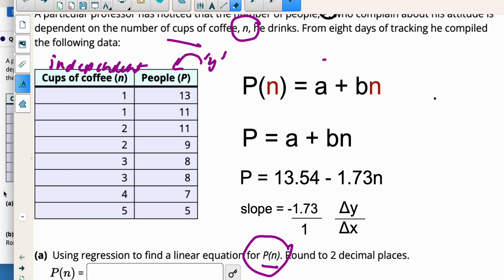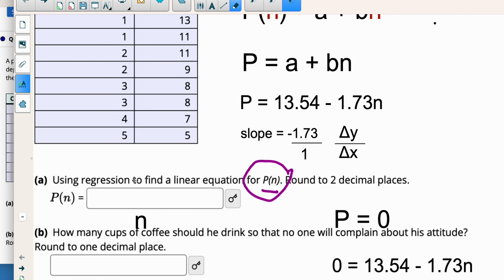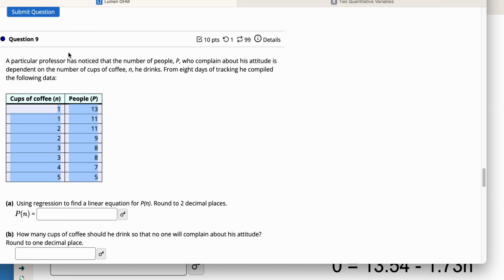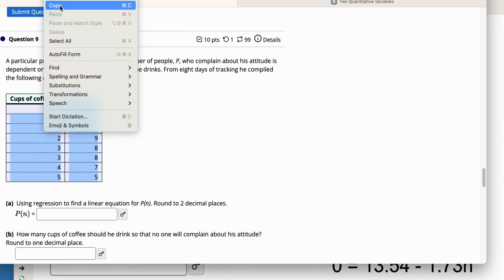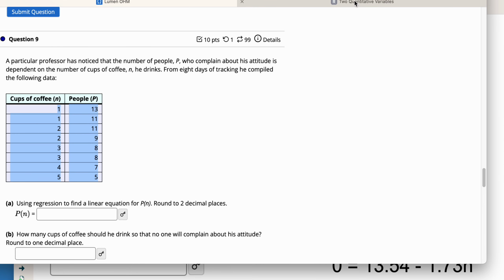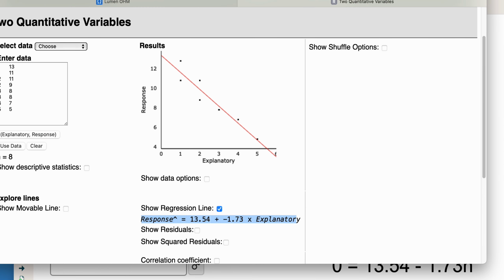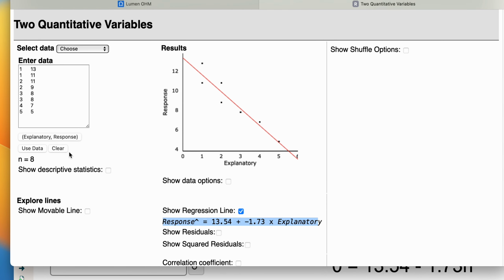All right, let me go into Lumen. It wants us to come up with the regression line. In order to do that, we need to go into Rossman-Chance. So let me go into Lumen real quick. I'm going to copy my data from Lumen, then go into Rossman-Chance. The first thing I'm going to do is clear my data. Then I'm going to paste my data from Lumen, and click Use Data.